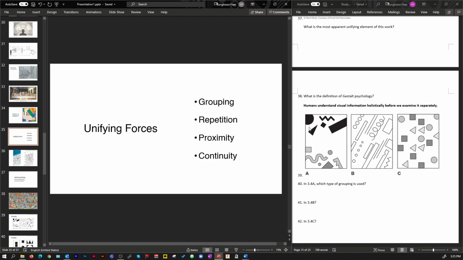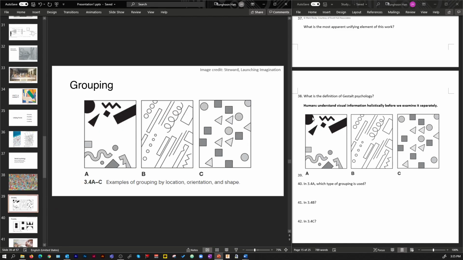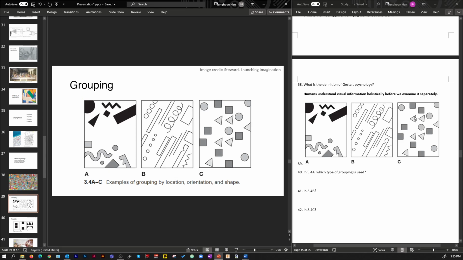By assigning this darker shade, our mind automatically groups these two. And then it is also grouped by top and bottom, which will be grouping by location. And here it'll be grouping by orientation, which is diagonal orientation. All the elements are positioned diagonally. And the last will be grouping by shape, which is circles, triangles, and squares. The different shades are also helping them create a group. So the answers for this will be location, orientation, and shape.